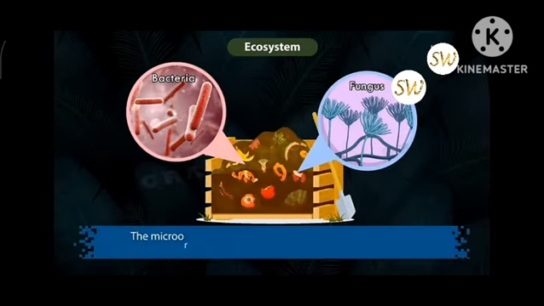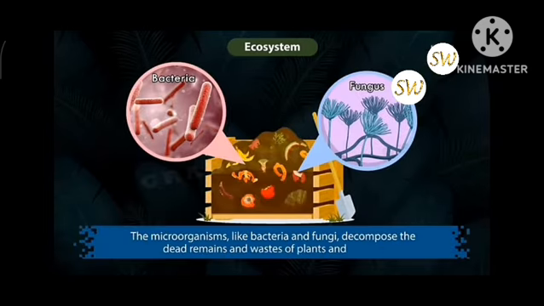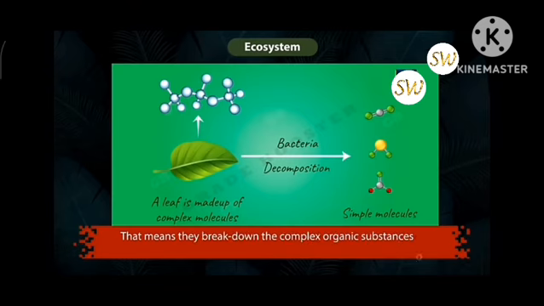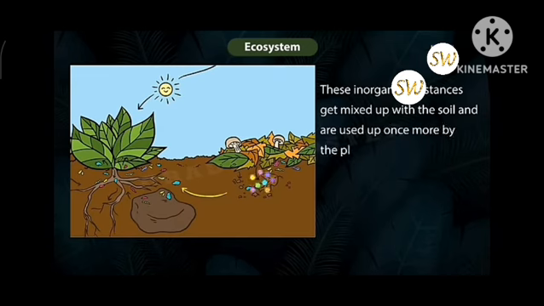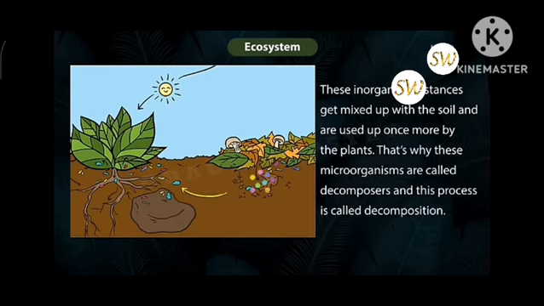The microorganisms like bacteria and fungi decompose the dead remains and wastes of plants and animals. That means they break down the complex organic substances of plants and animals into simple inorganic substances. These inorganic substances get mixed up with the soil and are used up once more by the plants. That's why these microorganisms are called decomposers, and this process is called decomposition.